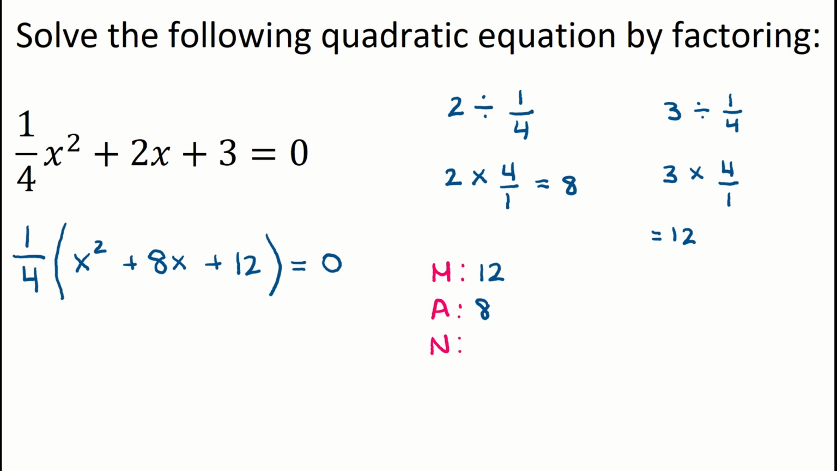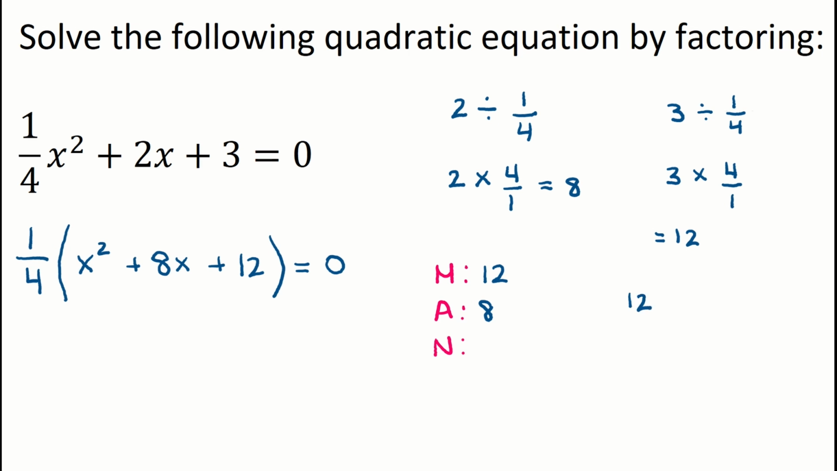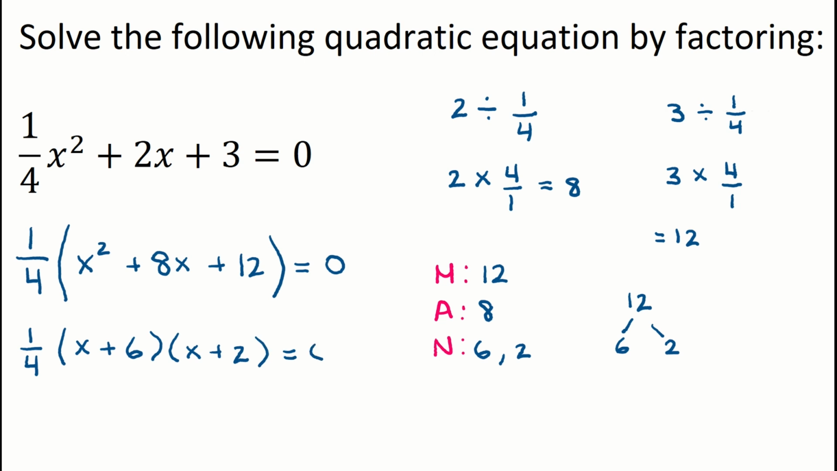And we can play with the factors of 12. So 12 can be 4 and 3, but that won't add to 8. It can be 6 and 2, which does add to 8. So those are the two numbers we're putting there. I'm then going to take those two numbers, put them back in. So this turns into x plus 6, x plus 2 is equal to 0. And then setting each bracket equal to 0, I get x plus 6 equals 0, and also x plus 2 is equal to 0.